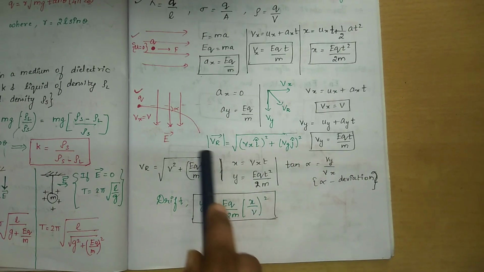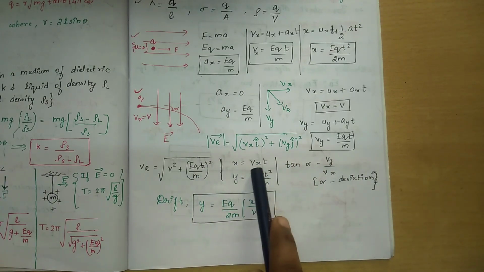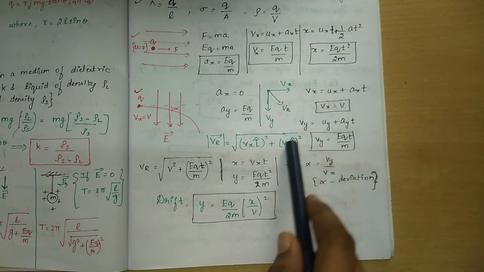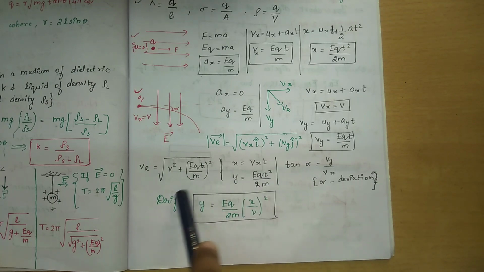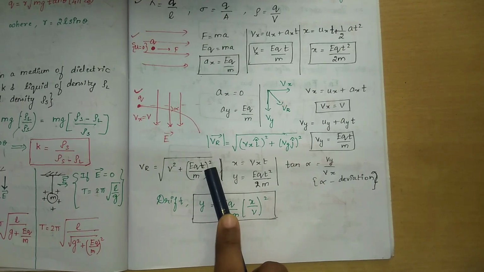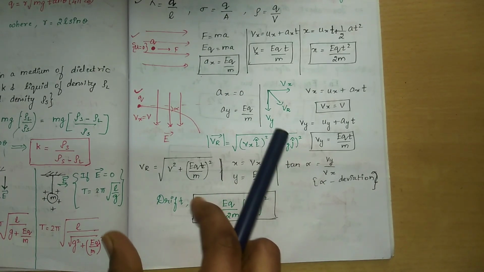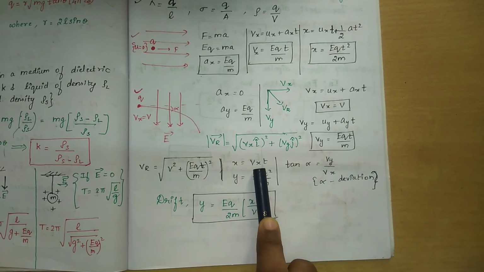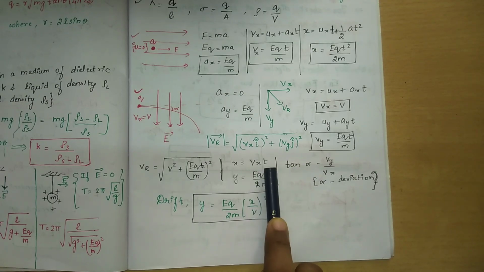Now you go for resultant velocity. This is root of vx i cap the whole square plus vy j cap the whole square. You apply for vx and also vy. You will get this equation, which is root of v square plus eqt by m the whole square. Then distance traveled along the x direction. How much distance is covered in the x axis and also in the y axis? Distance equals speed into time, so the same, vx into t.